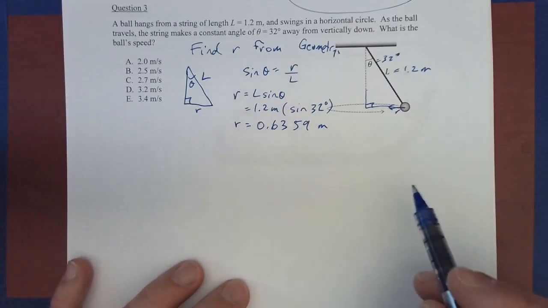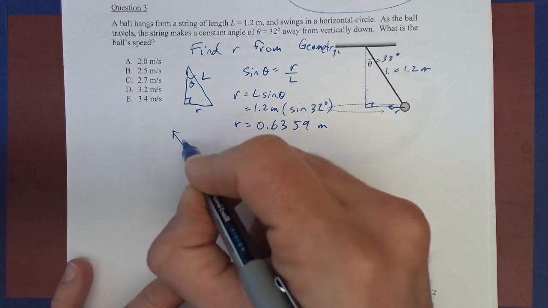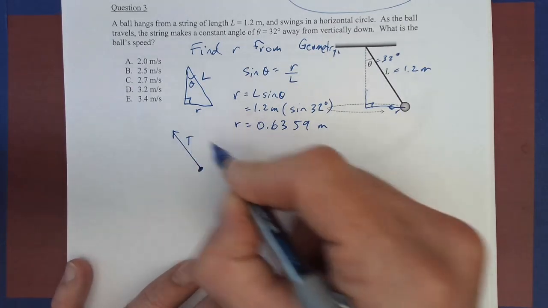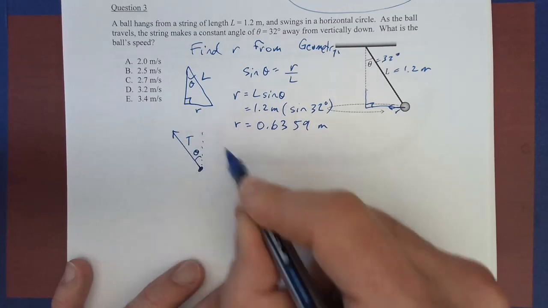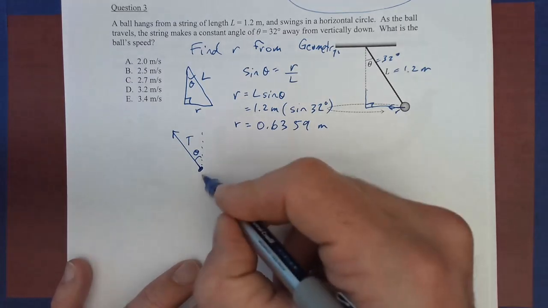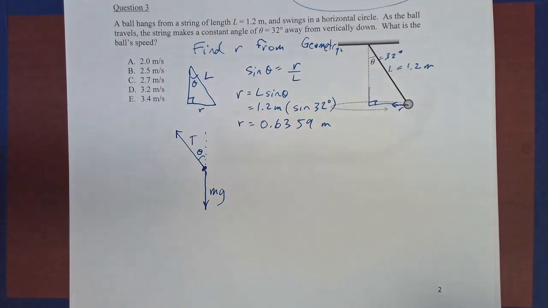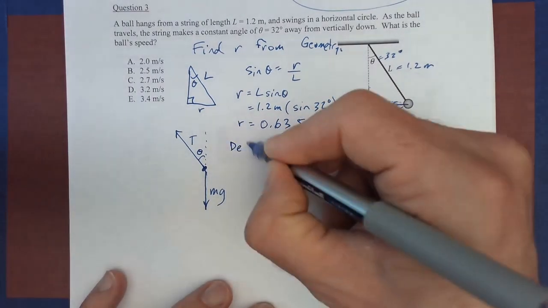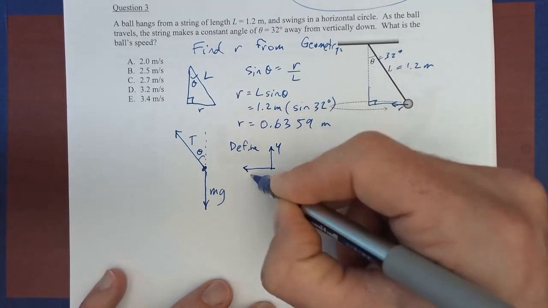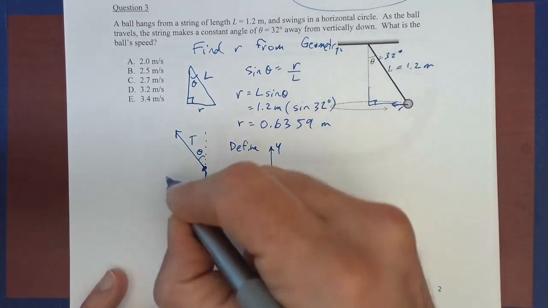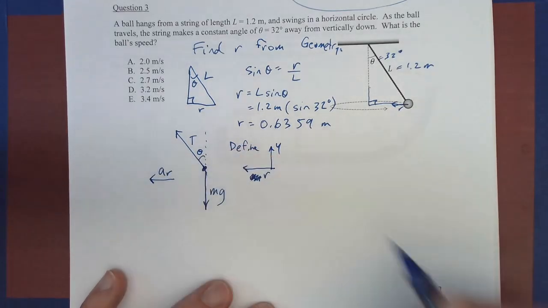Next step, what I think I'm going to do here, let's draw a force diagram. Here's the tension going up and to the left, and by the Z rule, there's your theta. Here is the gravity force down. I think those are the only two forces on the ball. And what we're going to do is define y to be up and r to be towards the center of the circular path, because a sub r is to the left here.